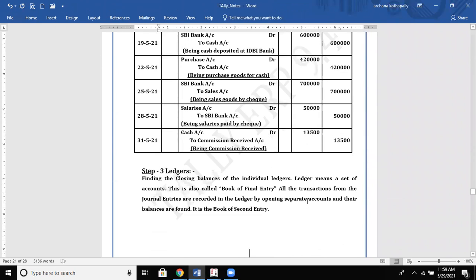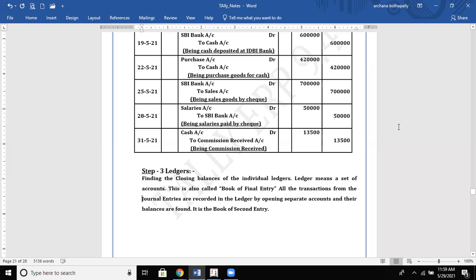Then she also received commission. Might be she has done some sales promotion, so she received it in the form of cash. Under the nominal account principle, all incomes and gains are to be credited. So commission received is the income, a gain. In this way, we are going to journalize these aspects.